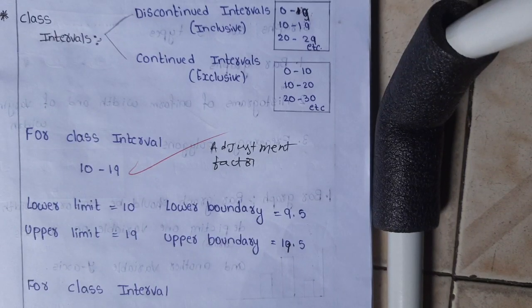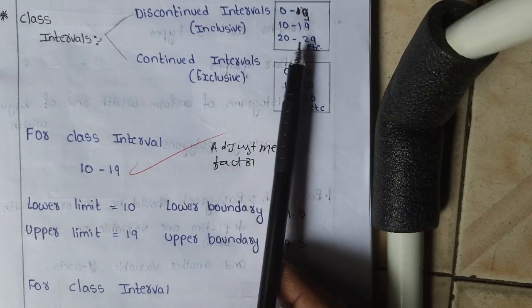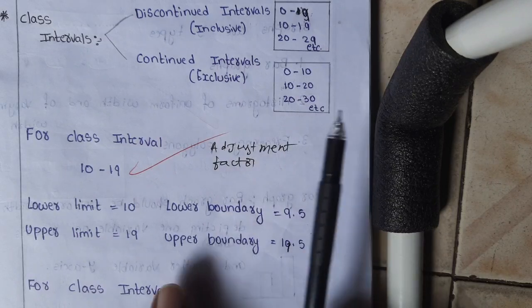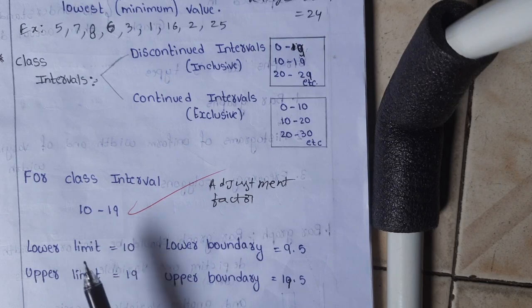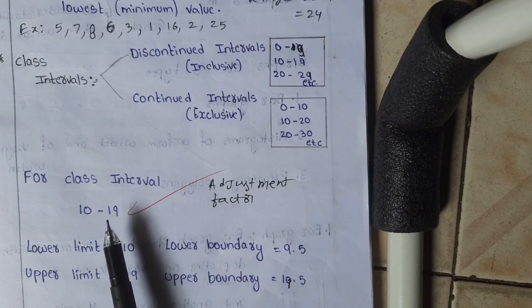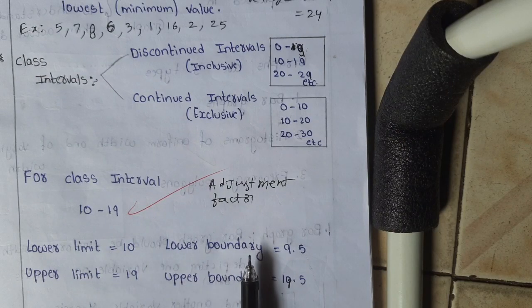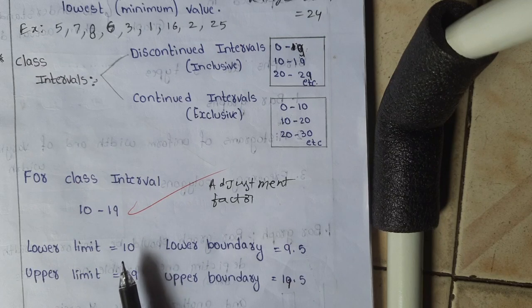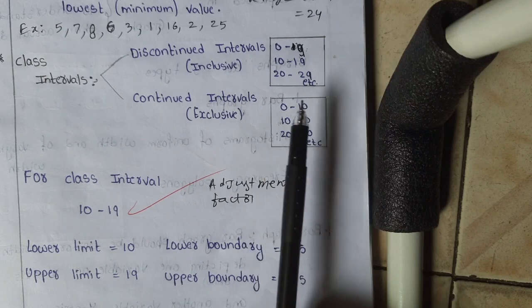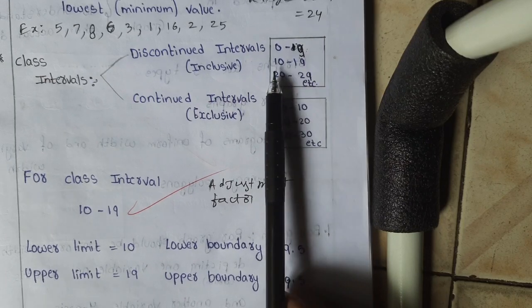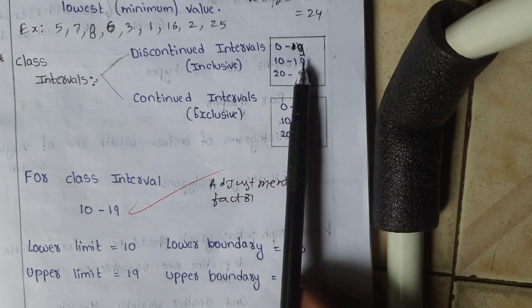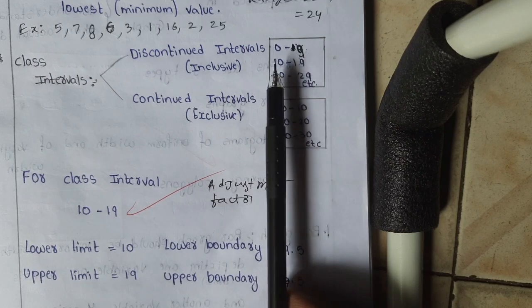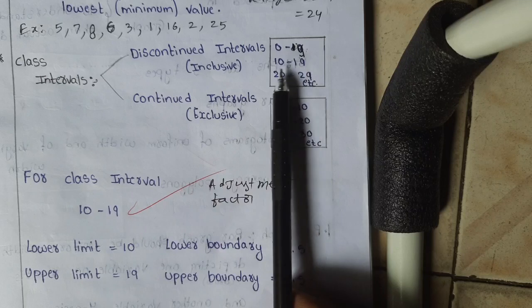See children, once again I am going to explain. We are taking class interval 10 to 19. In that, lower limit is 10, upper limit is 19. Then what is the boundary? For the lower boundary we should subtract 0.5, and for the upper boundary we should add 0.5. How is it? The difference is here. Any one of the previous classes you can observe: 20 minus 19 means one difference, 10 minus 9 means one difference. That one is shared into both down and up.